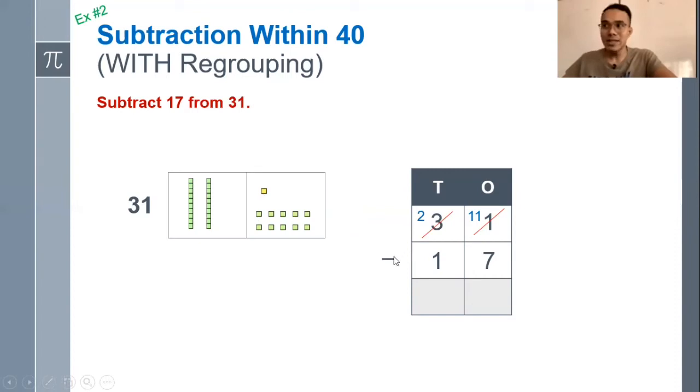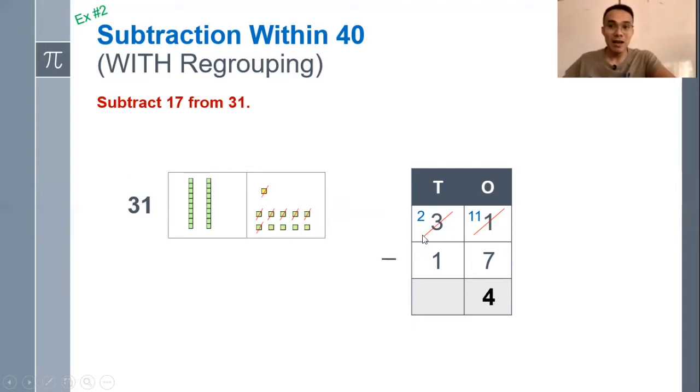11 ones take away 7 ones. We have to cross out 7 cubes. 1, 2, 3, 4, 5, 6, 7. And then count the remaining number of cubes. 1, 2, 3, 4. 11 minus 7 is 4.